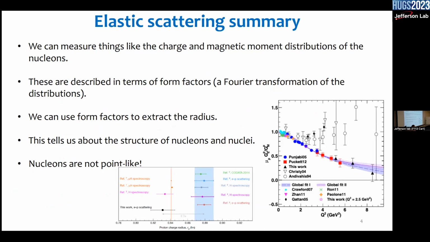Okay, so our summary for elastic scattering. I felt like these were two representative plots out of what we discussed yesterday. We have these form factors, which are just the Fourier transforms of the distributions. We could even use the form factors to extract things like the radius. As we talked about yesterday, the PRad experiment was the most recent to do it with electron-proton scattering, and I think there's a part two of the experiment already planned. So this tells us about the structure of the nucleons and the nuclei.